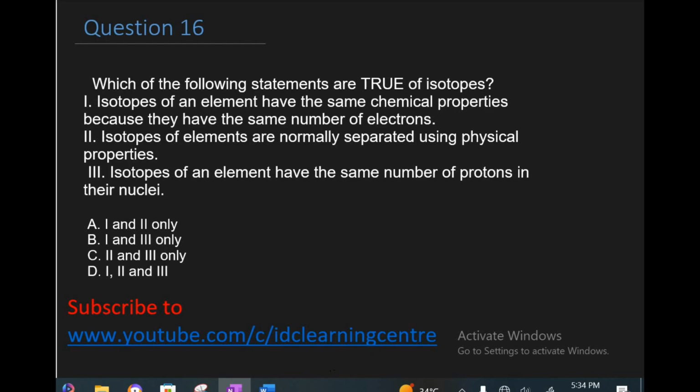A, 1 and 2 only. B, 1 and 3 only. C, 2 and 3 only. And then D, 1, 2 and 3. So which one is the correct answer here? Our correct answer for this question is option C. Alright, so talking about isotopes, 2 and 3 is correct. Isotopes of an element are normally separated using physical properties, and also isotopes of an element have the same number of protons in their nuclei. Right, so let's go to the next question.